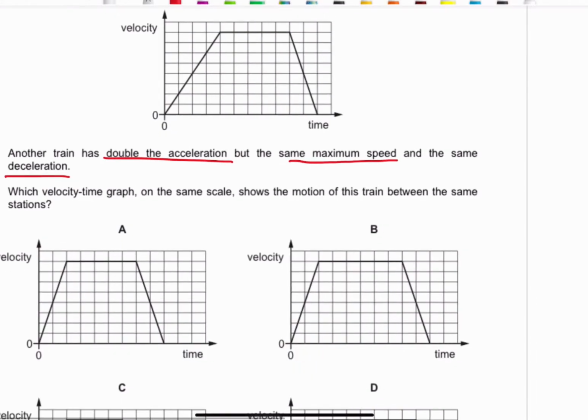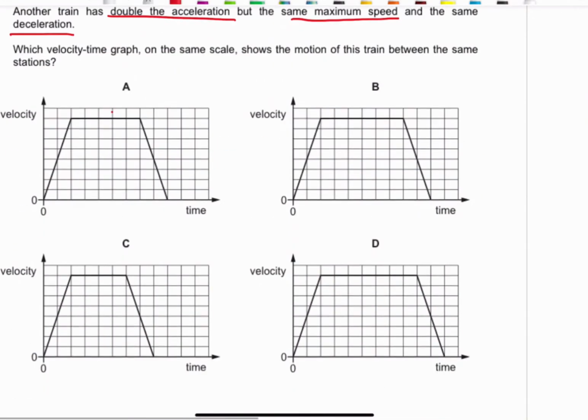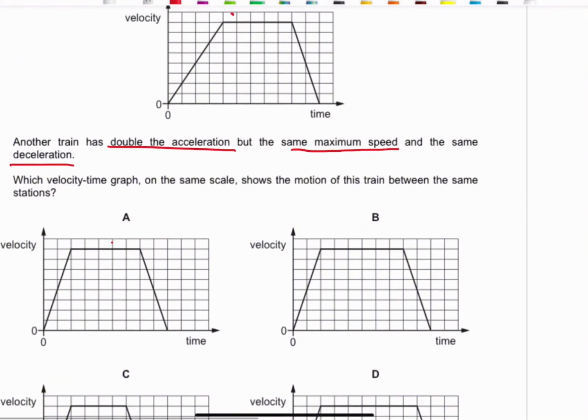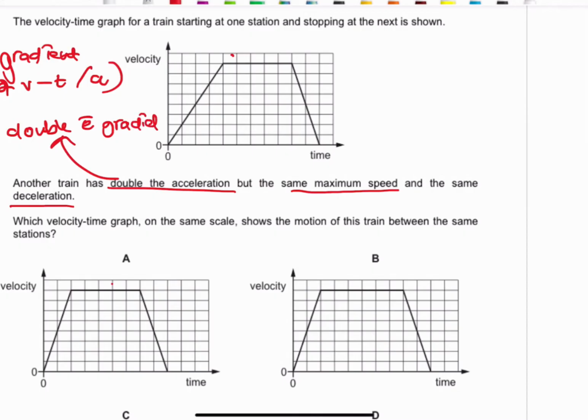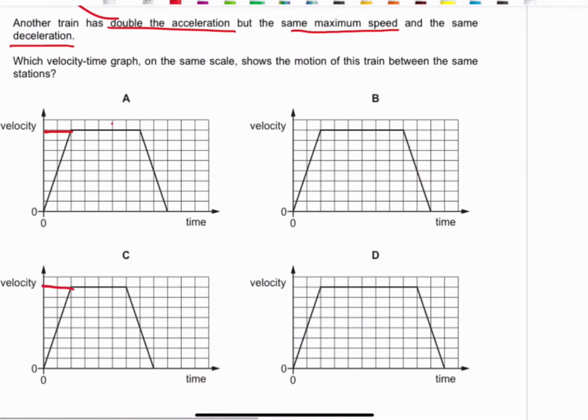Same maximum speed means, let's eliminate using the maximum speed. This should be one box, so it's one box, one box. Both agree with the same speed criteria. Double the acceleration actually means, since the gradient of a velocity time graph represents acceleration, that we have double the gradient. So this gradient has to be double. If it was occupying 4 boxes, it now needs to occupy 2. So here it occupies 2, that's correct. Occupies 2, that's correct.